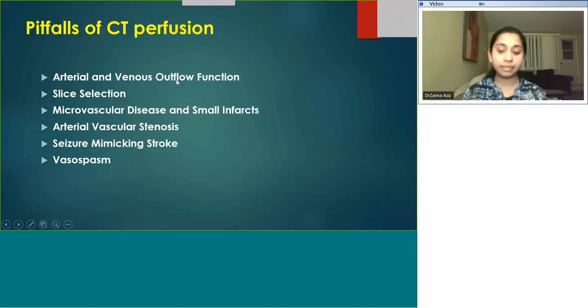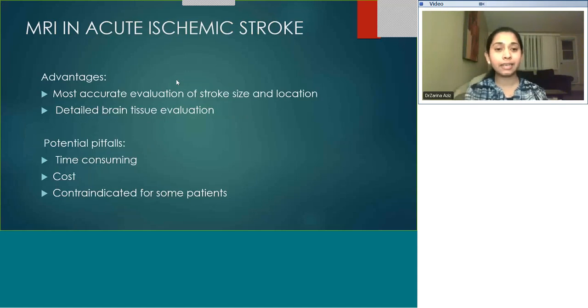So this is about CT perfusion. Going to the last modality, that is the MRI in acute ischemic stroke. What are the advantages? It is the most accurate evaluation of stroke size and location, and it gives a detailed brain tissue evaluation. But it is time consuming, it is high cost, and contraindicated for some patients with pacemakers, metallic implants, and things like that. And it is not always available. Not all centers have it.